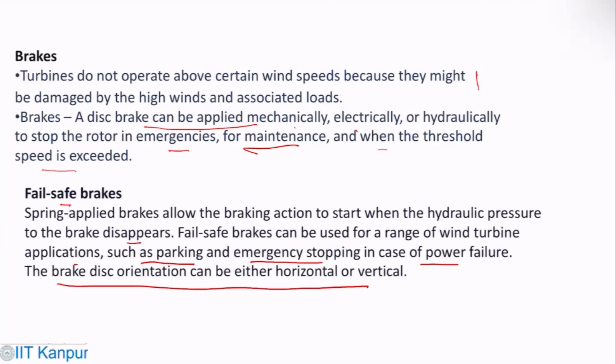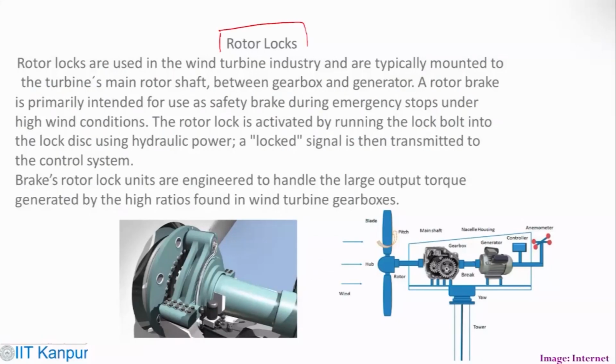So now we can talk about rotor locks. This is what you can see in this picture, and this is probably the rotor blade, and you see the rotor locks and the position where they are placed. They are used in the wind turbine industry and are typically mounted to the turbine's main rotor shaft between the gearbox and generator.